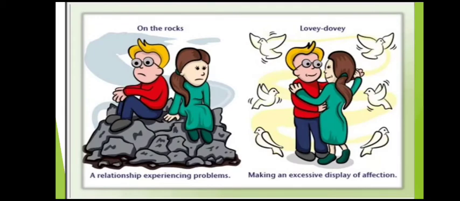Now here we see a couple, and in the first picture, it is shown they are on the rocks, and here in the second one, lovey-dovey. Now in the first one, on the rocks, means the relationship has some tension, it has some problems. Whereas in the second picture, when we say it's lovey-dovey, it means they are making an excessive display of affection.